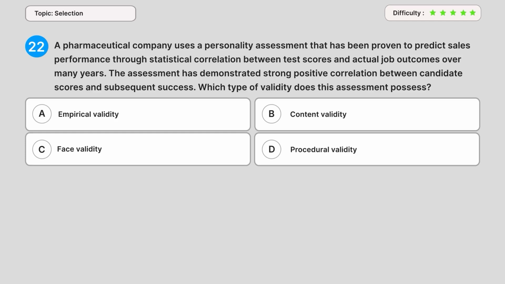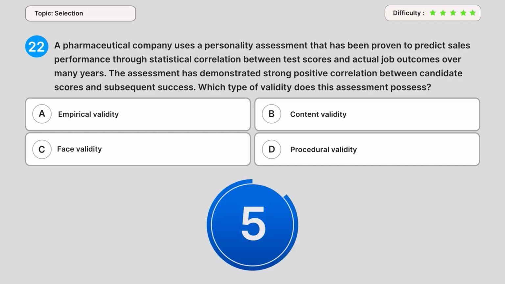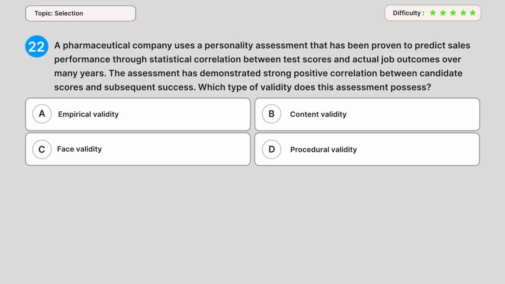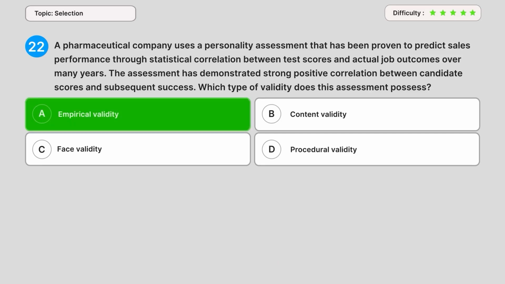A. Empirical validity. B. Content validity. C. Face validity. D. Procedural validity. Do you know the answer? Correct answer, A. Empirical validity.